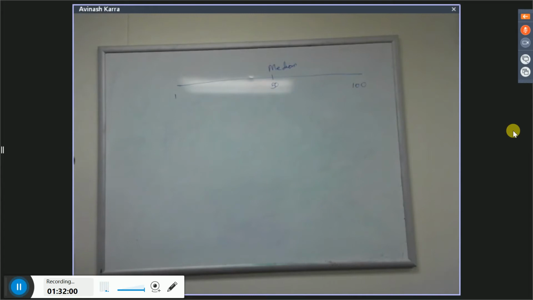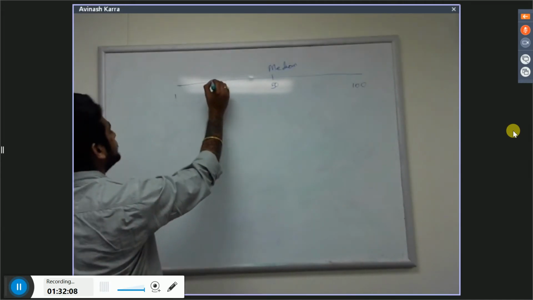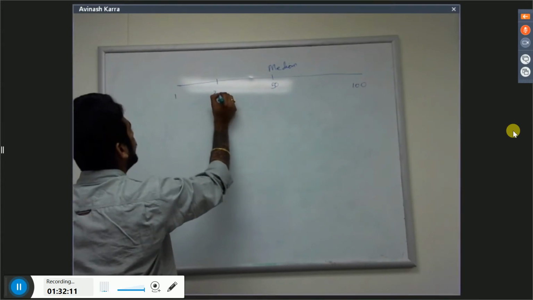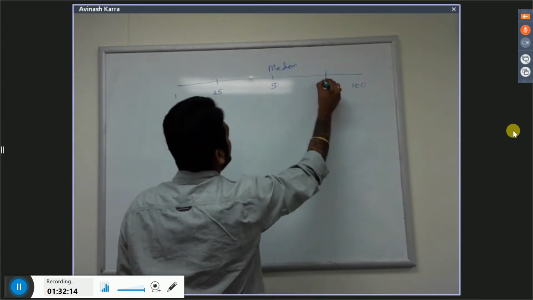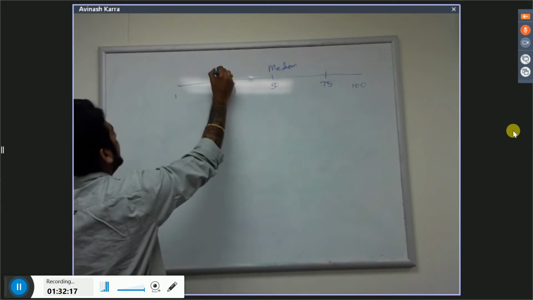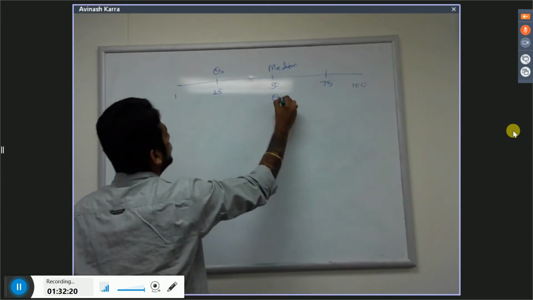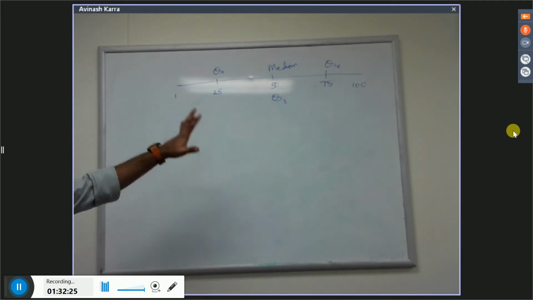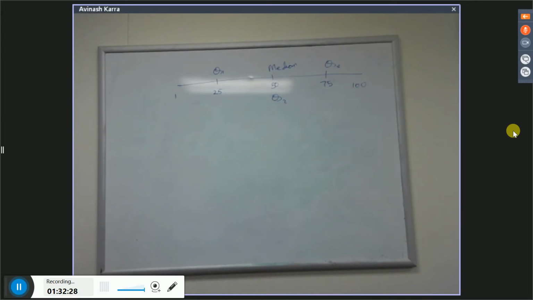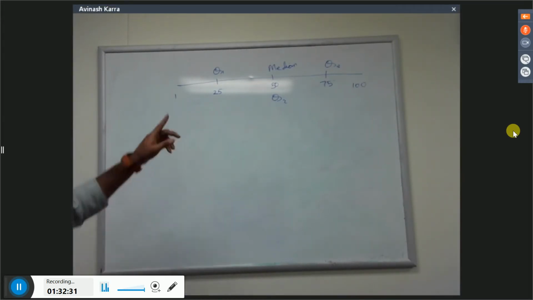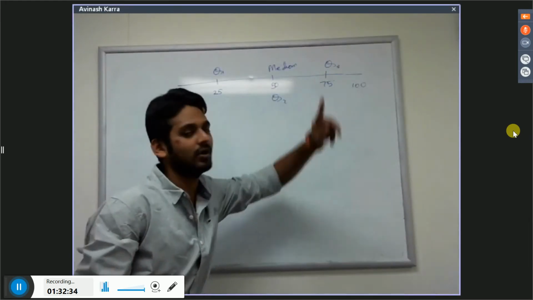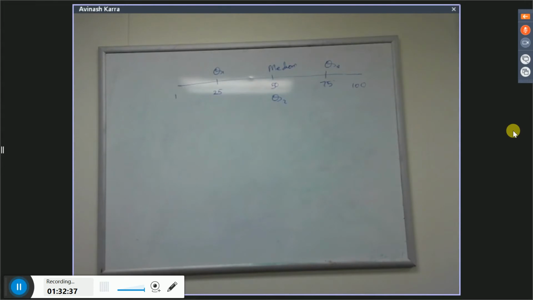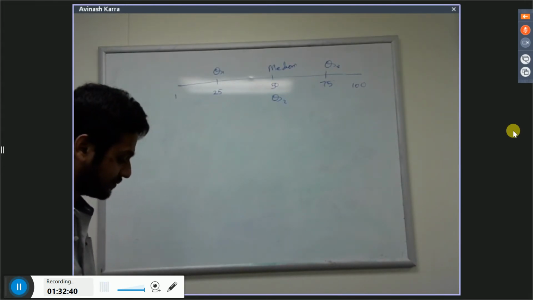Now, how many parts do we have? 2 parts. If I want to divide into 4 equal parts, that is called quartiles. At 25, 50, 75. Quartile 1, quartile 2, quartile 3. So, how many equal parts do we have right now? 4 equal parts. 1, 2, 3, 4. The given sequence is divided into 4 equal parts.